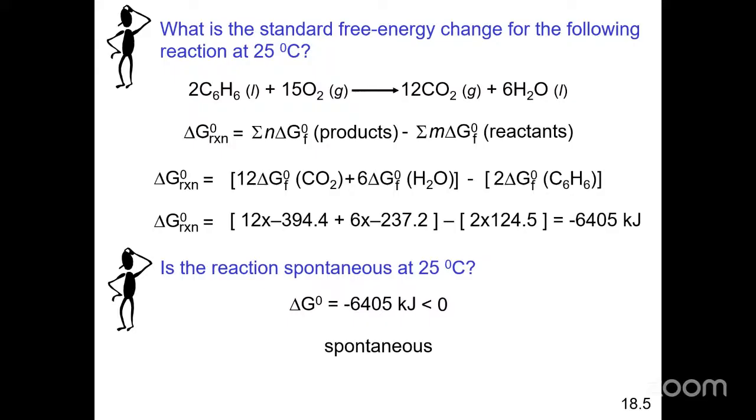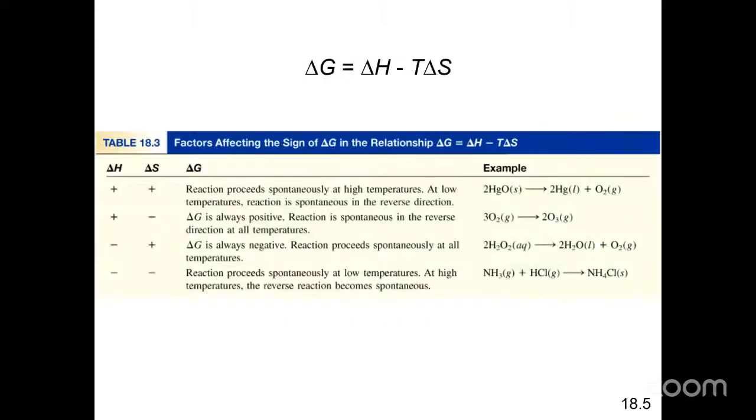Okay, so let's look more closely at the relationship between delta G, delta H, T, and delta S. As she just said, delta G being negative would mean that the reaction would be spontaneous going in the forward direction. Delta G being positive would mean that the reaction would be spontaneous going in the reverse direction. So what we're going to look at here is how the signs of delta H and delta S will affect outcomes in terms of delta G being negative or positive, which therefore will tell us whether or not the reaction would be spontaneous.